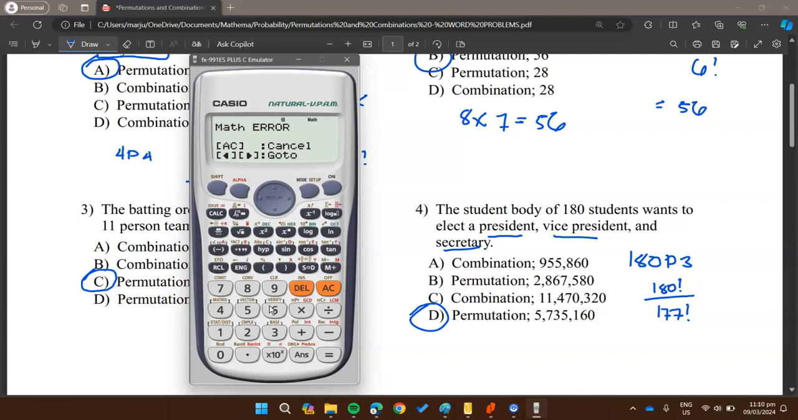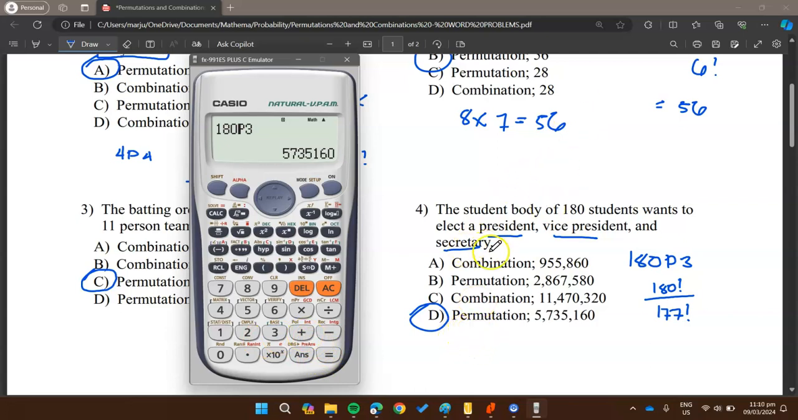The calculator is unable to display the numbers. So again, it's better to use this one, alright? 180 permutation 3, right? Or you can also do it this way.